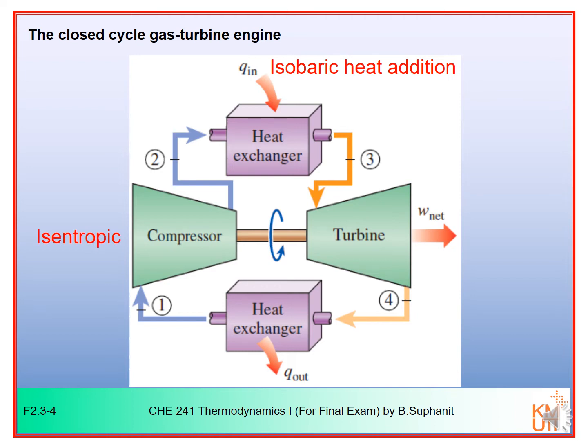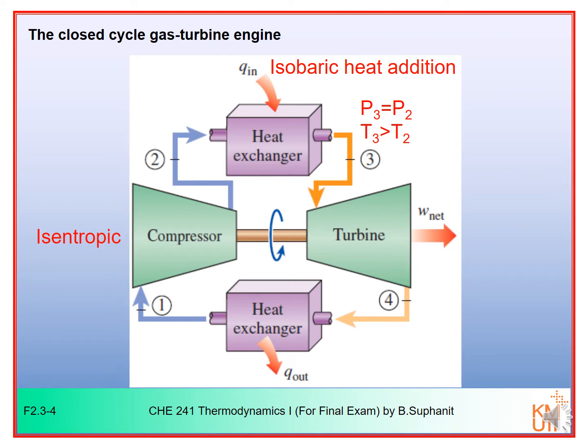P2 is equal to P3. In this step, unlike the Carnot cycle, the process heat addition is carried out at constant pressure, which is easier to operate and more practical than the isothermal process in the Carnot cycle. The temperature along the process change is allowed to increase. So we have T3 greater than T2.